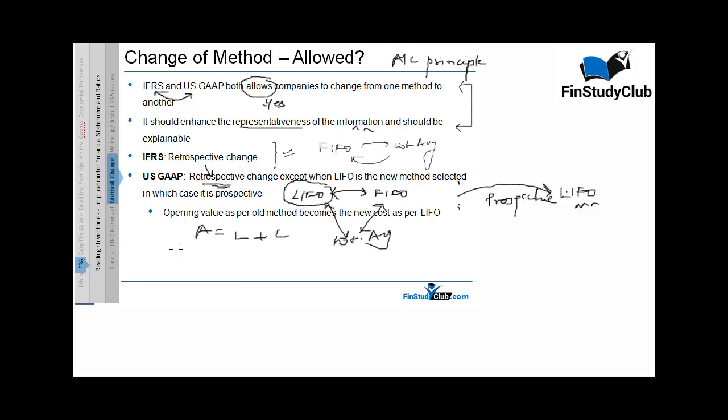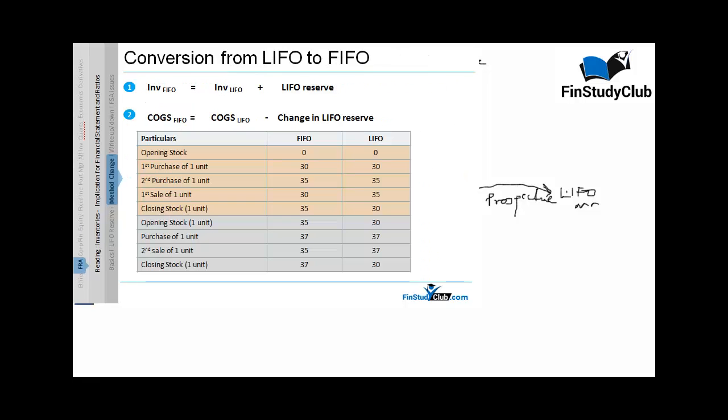A is equal to L plus C. There is no delta that needs to be done on the date of change of the method. Whatever value is appearing in the books right now will become the opening value as per the LIFO method. Let us understand this from the example and also put that in form of a figure.